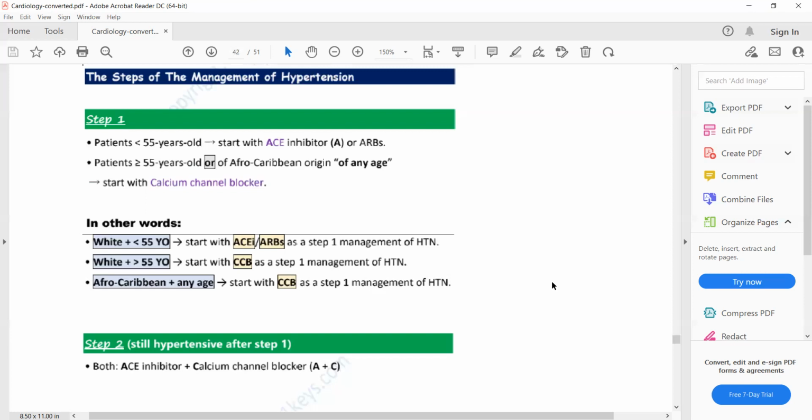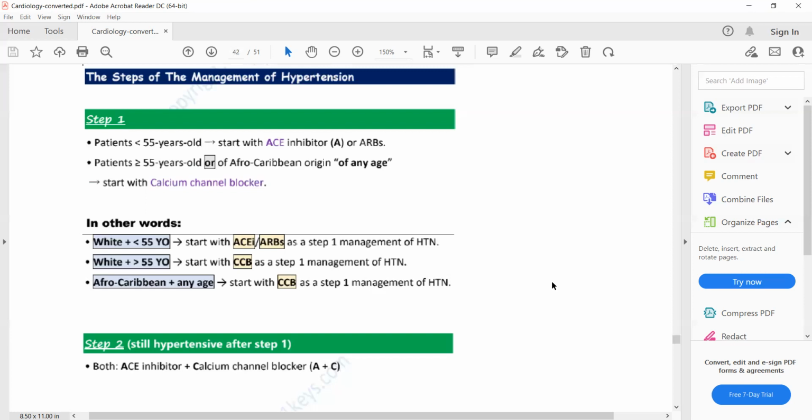And in patients who are above 55 years of age, we will start a calcium channel blocker, amlodipine or nifedipine. So the first step is an ACE inhibitor in young patients less than 55 years of age and a calcium channel blocker in those more than 55 years of age or in older adults.